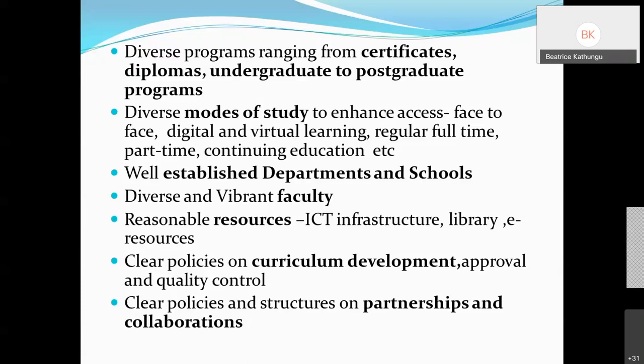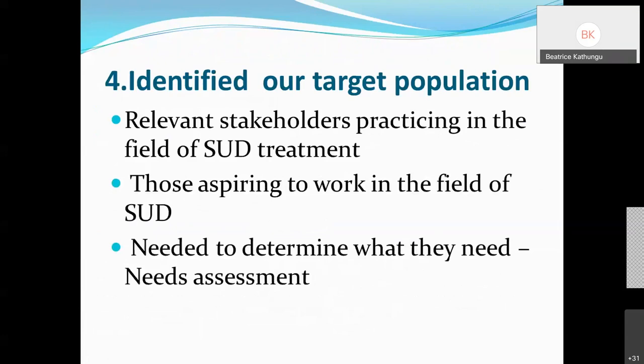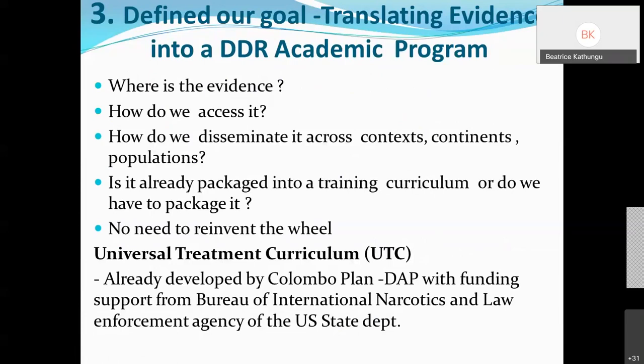Then we defined our goal. Of course, it was to translate evidence into an academic program. And we looked at all these questions, which I think Moses talked about. And for us, we decided we don't need to reinvent the wheel. There is already the universal treatment curriculum that we have walked you through. So rather than starting from scratch to develop a curriculum, we knew it was actually easier to adapt something that would be existing. So that we took advantage of. And so we entered into a partnership with Colombo Plan DAP, with the funding support from INL, and were allowed to adapt the UTC.